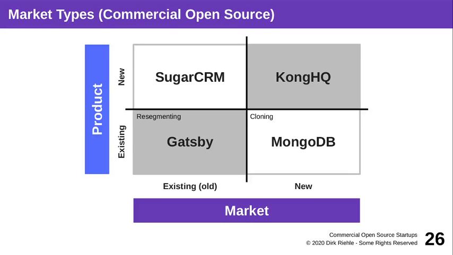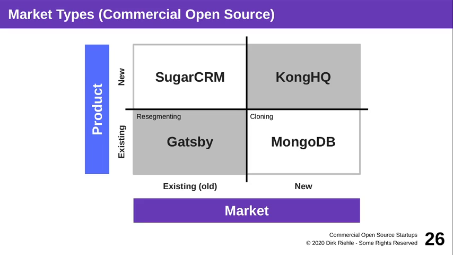Here is an example of commercial open source companies and how they are examples of this structure. SugarCRM is customer relationship management software for a market that existed. CRM software existed, but the product really was new. Kong HQ, data center operations and management software that simply came about with cloud computing. That was new markets and new products at the time.